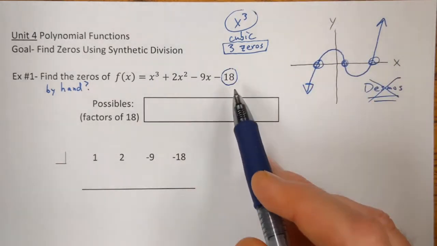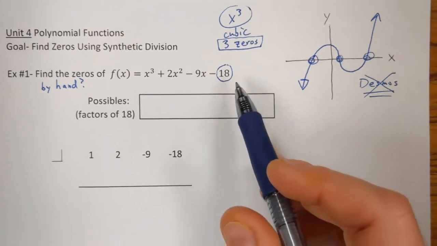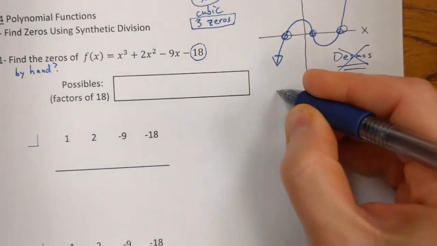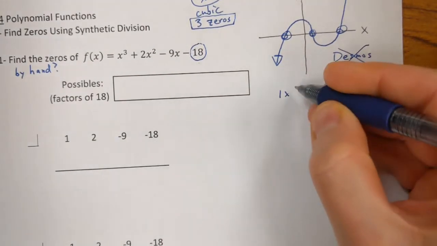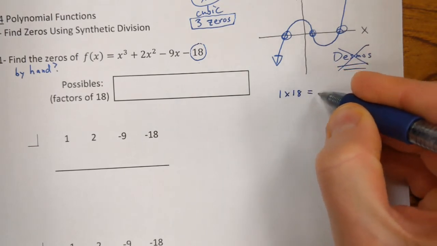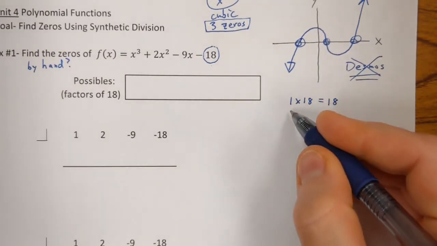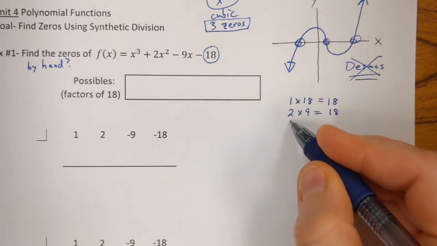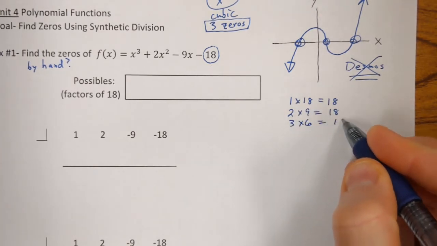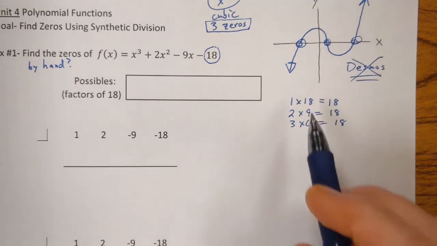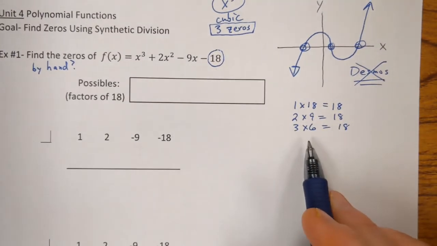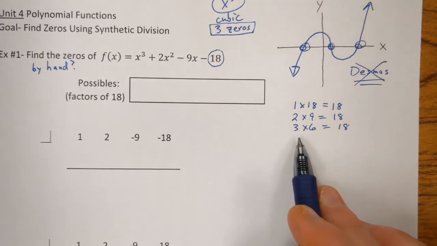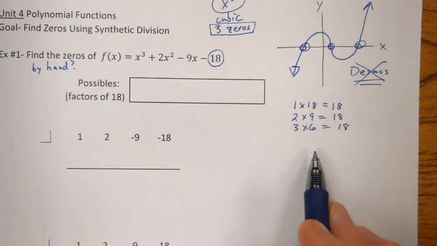So what I'm going to do is start making a list of all the factors of 18. Now I know there are different ways, different numbers I could multiply together to get 18. I could do 1 times 18. I could do 2 times 9. I could do 3 times 6. And that's actually it. Without using decimals or fractions or irrational numbers, these are the only factors that exist of 18.